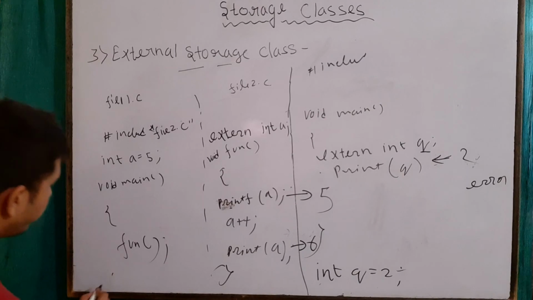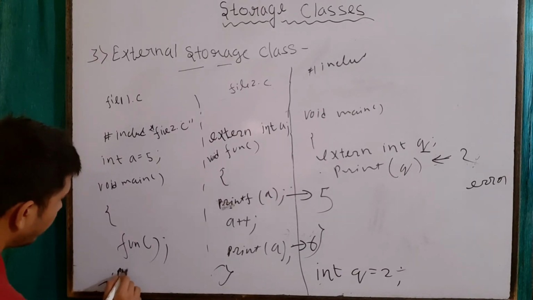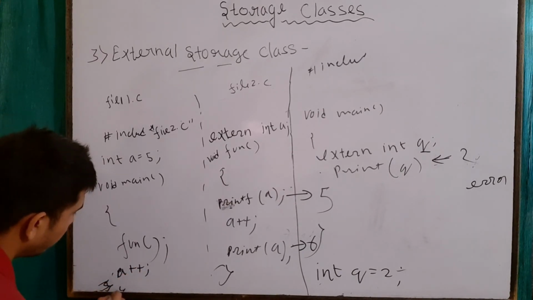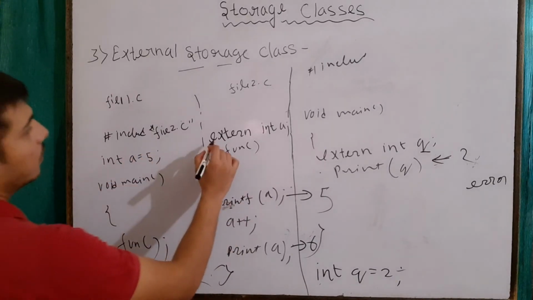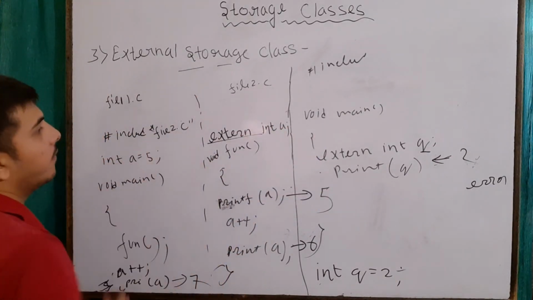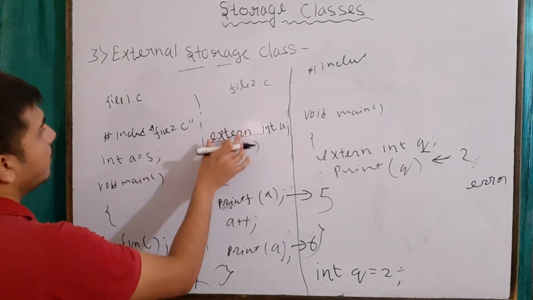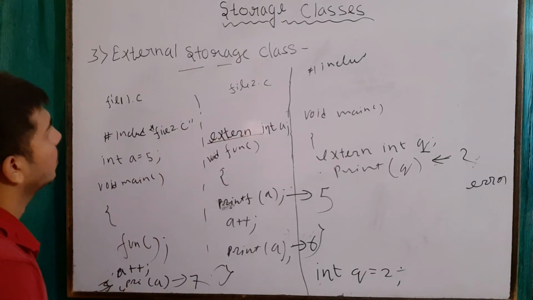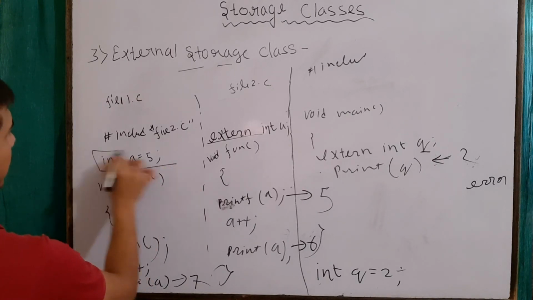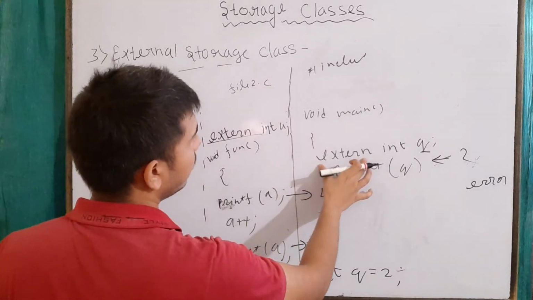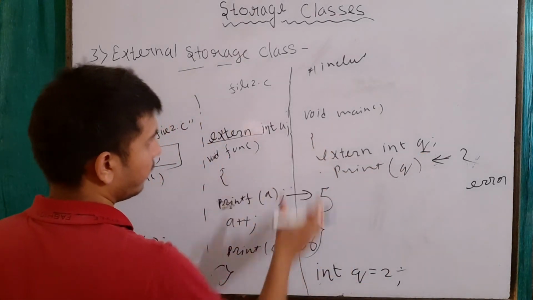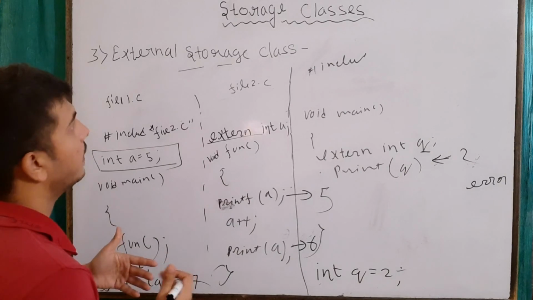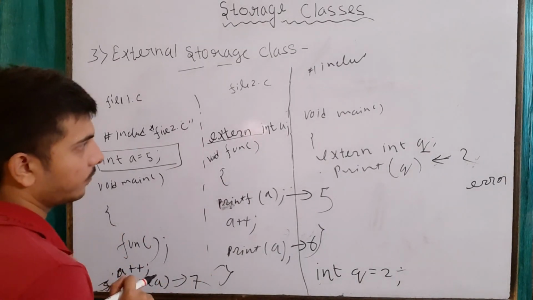And also if I further do here a plus plus and then do printf of a, the output will now be 7. So to access a variable from another file, we also use the same extern keyword. And since this is our storage class, remember that if I am using the extern keyword, then the definition of that variable must be outside of all of the functions, or we can say it should follow the external storage class.